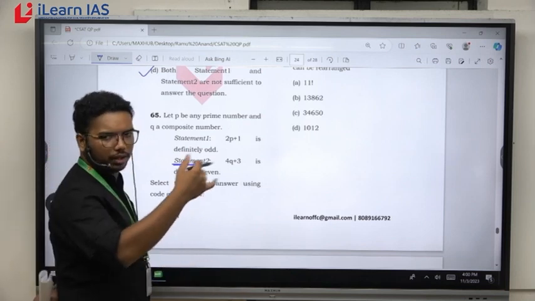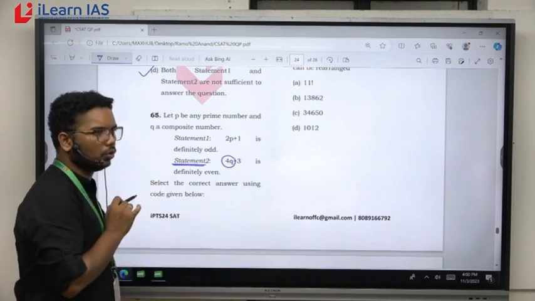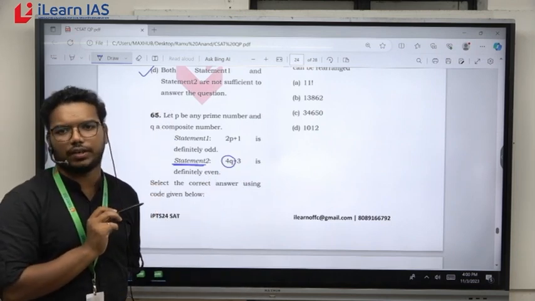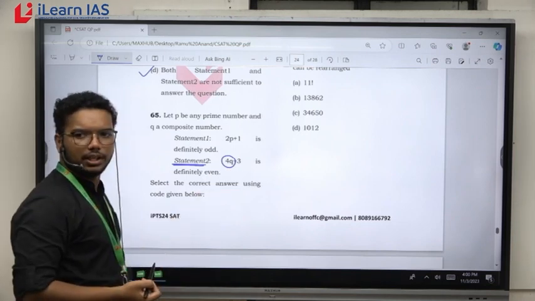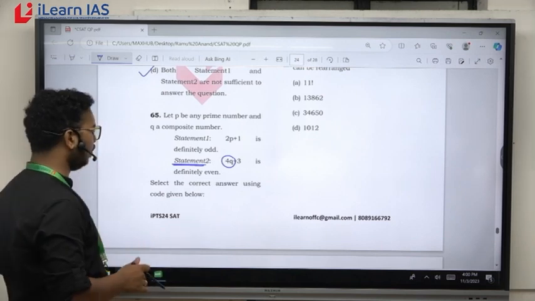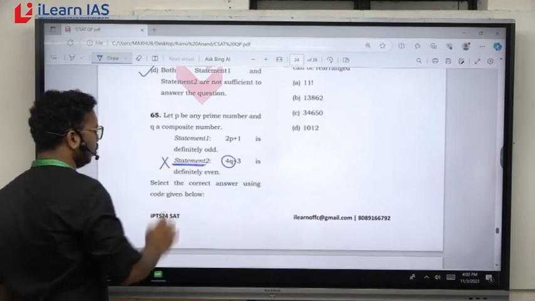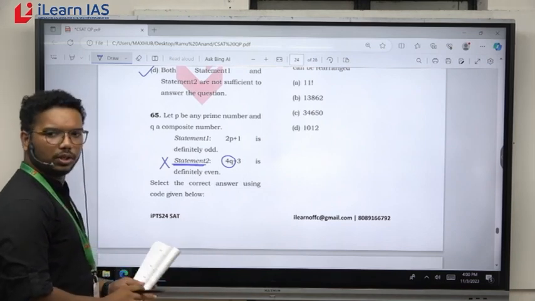One odd number or even number. Okay? 4 into Q. In the even 4 into Q is always even. So, even plus odd will be odd. So, statement 2 is not correct.